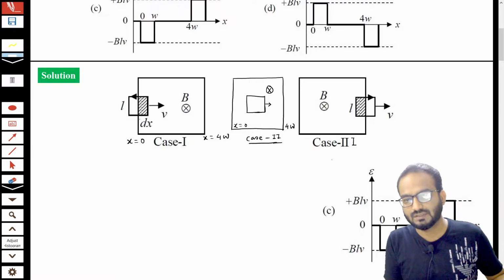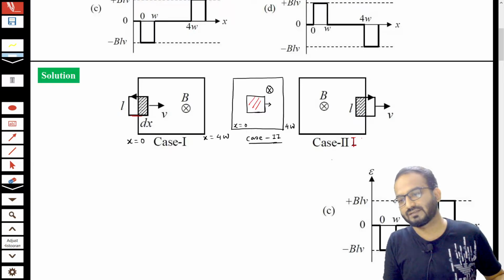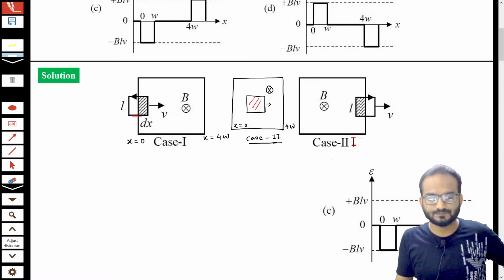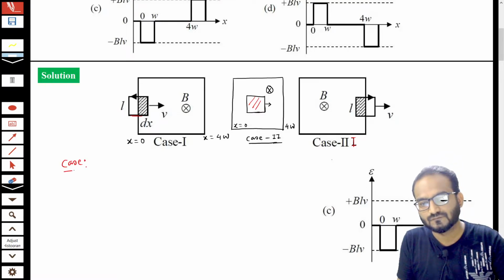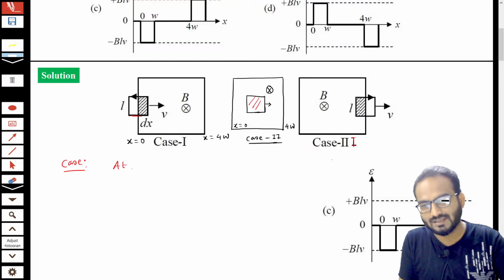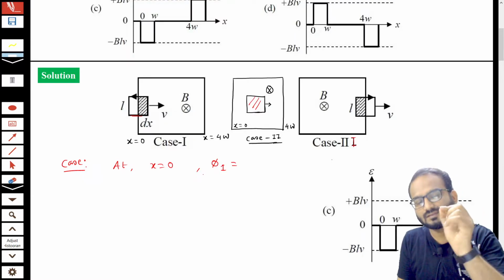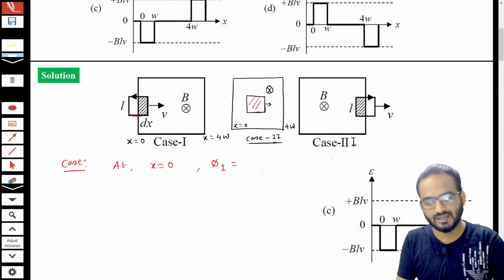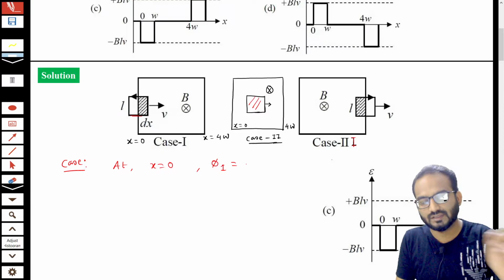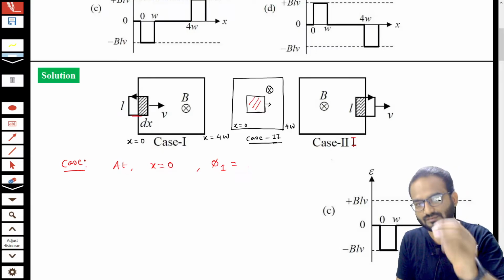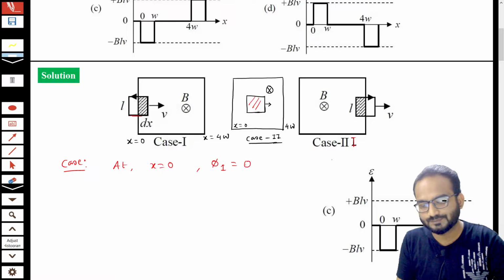So I am showing you these three situations. In the first situation, it is entering into the magnetic field. In the second situation, case 2, it is completely inside the magnetic field. And the third case, it is leaving the magnetic field. So let's consider the first case. Case 1, this is the situation at x equals 0. What is the magnetic flux? The formula of magnetic flux is B dot A, so this is equal to 0.